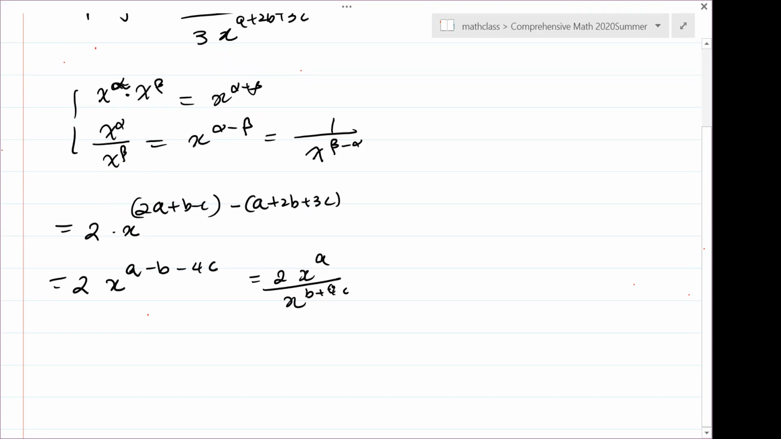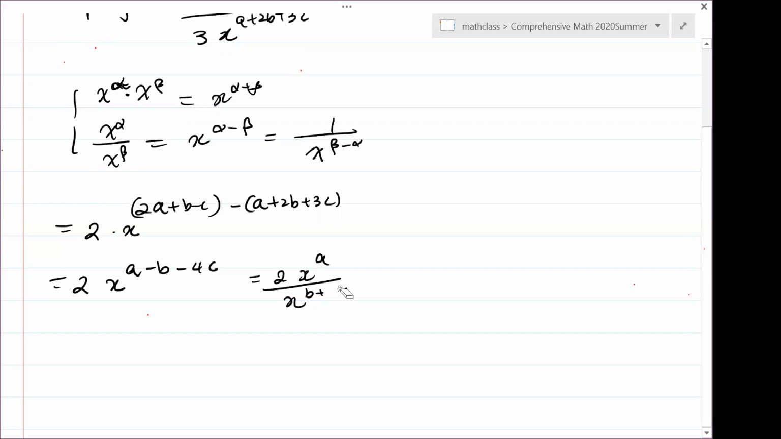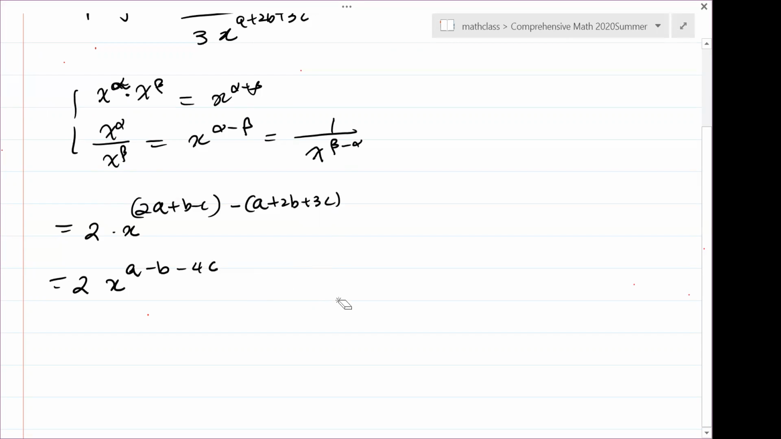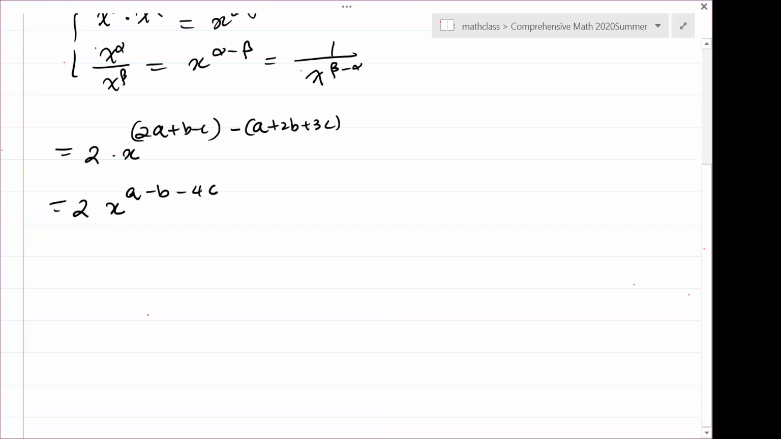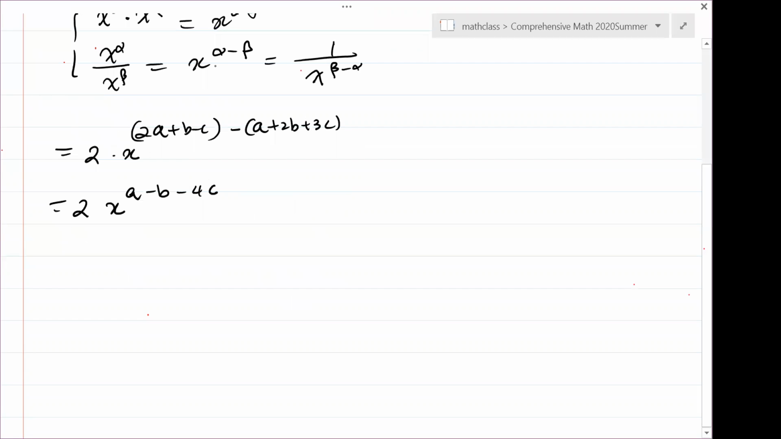So sometimes if you are asked to express them with positive terms, you can, but we keep the last. Yeah, this is a simple form. We don't know whether a minus b minus 4c is positive or negative. Okay, so this is about simplification.